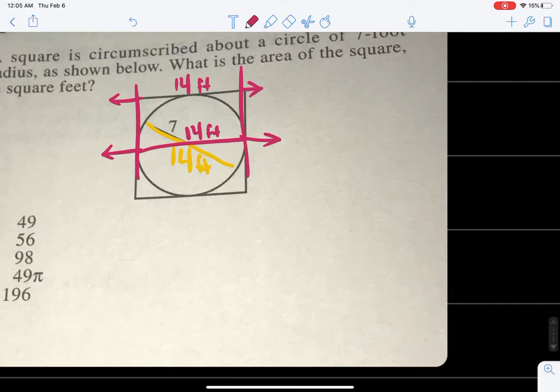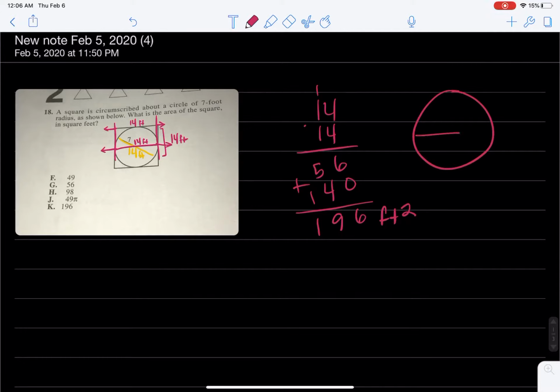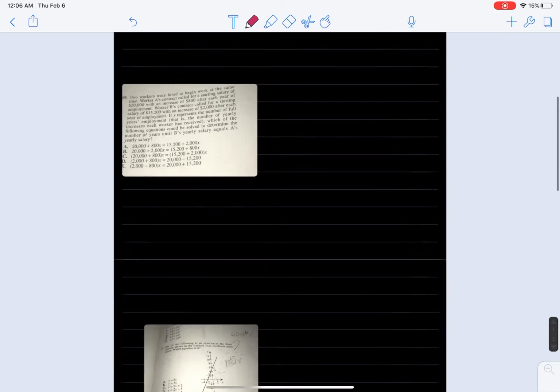And because that's a square, it's going to be 14 times 14. So 14 times 14. Yeah, so we look at it, 14, there's a square. Answer is K. Alright.